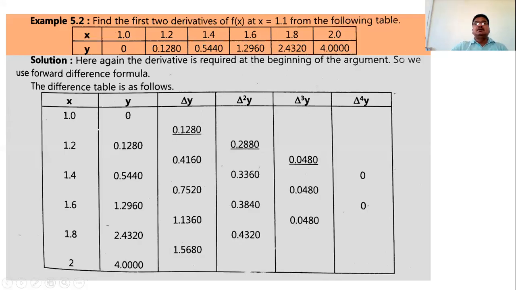Example on this topic, that first order and second order differentiation or derivative of the function y or f(x). So find the first two derivatives, that is, find the first order derivative and second order derivative of f(x) or y at 1.1.